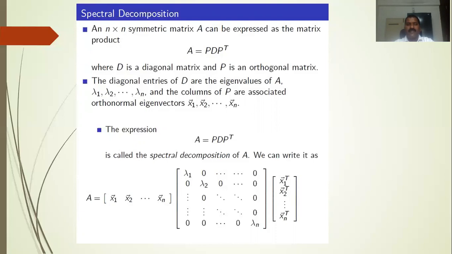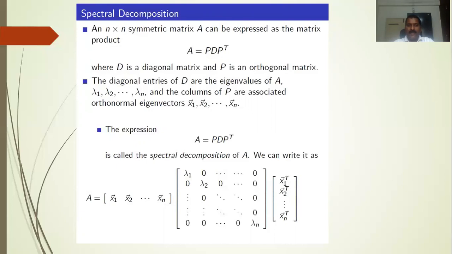Given a symmetric matrix, we can find its eigenvalues and its eigenvectors. Its eigenvalues go as diagonal elements, and its eigenvectors are used in the construction of the orthogonal matrix. Also, we know that if A is a symmetric matrix, its eigenvectors are always orthogonal. Just normalize them and we get orthonormal vectors. With the help of these orthonormal vectors, if we construct a matrix, that becomes an orthogonal matrix.